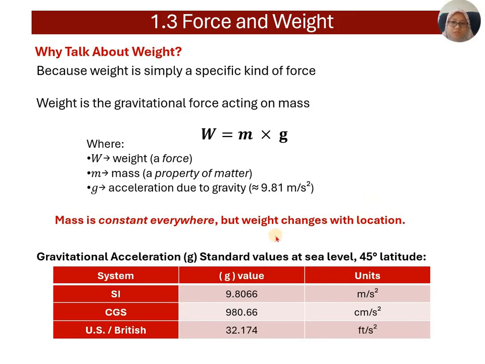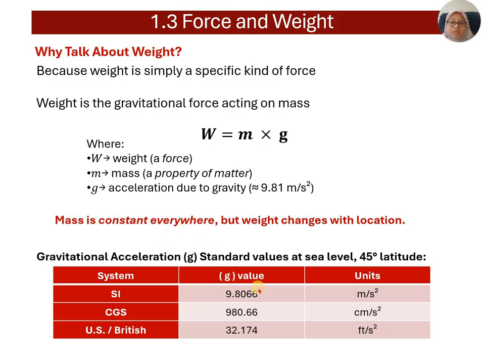Let's continue with the second part of the last subtopic, which is weight. Why do we talk about weight? Because weight is simply a specific kind of force, and we use this a lot when we do material balance, because sometimes the given unit is in terms of weight and we have to find the mass. So weight is the gravitational force acting on mass. The equation is W equal to mg, whereby m is the mass of the object and g is acceleration due to gravity. So mass is constant everywhere, but weight changes with location.